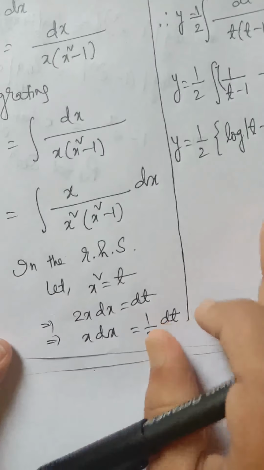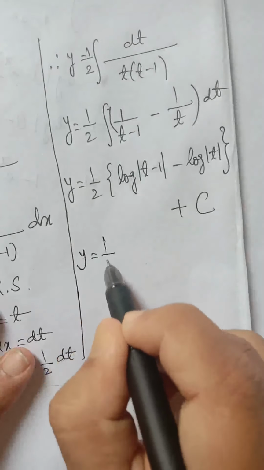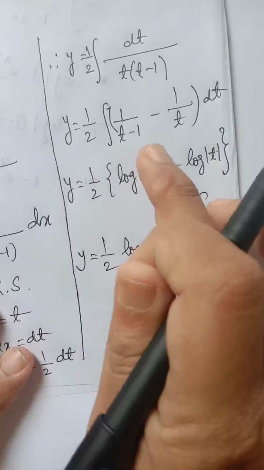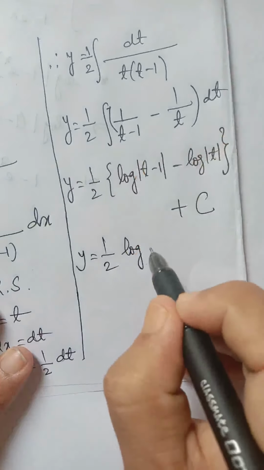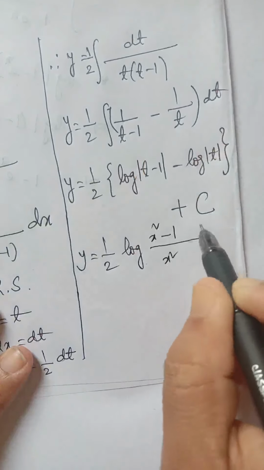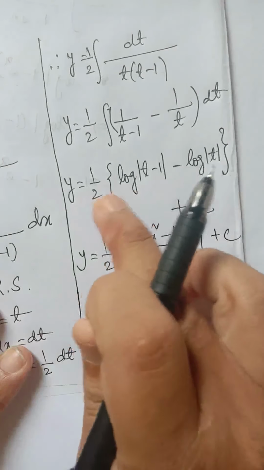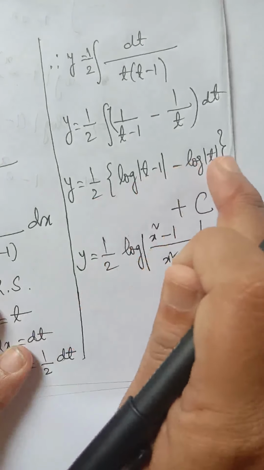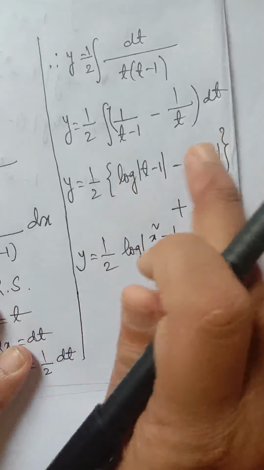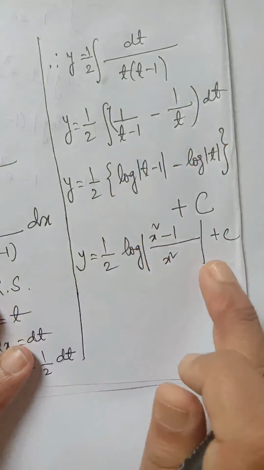Now we have to put t equal to x square. So y equal to half log, you can write it this way also, since log m minus log n is log of m by n, log of (t minus 1) by t, and t equal to x square. So this will become this plus c, or directly you can put half into log of (x square minus 1) minus log of x square, and then putting t equal to x square, we get this.